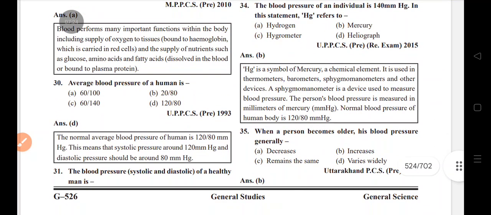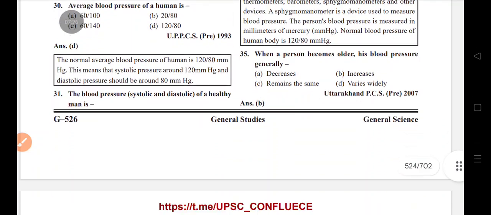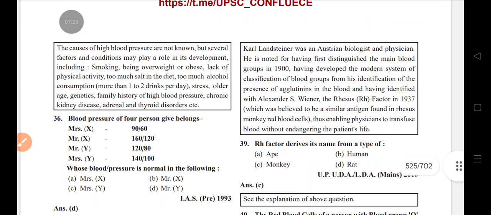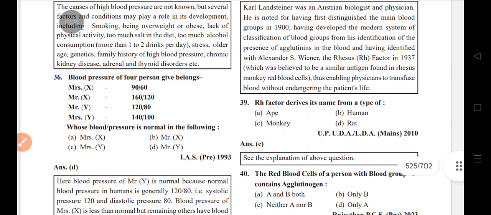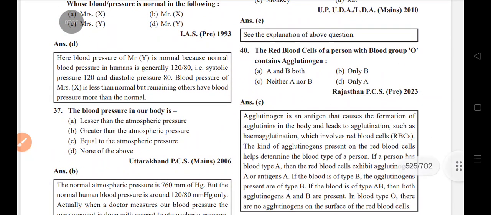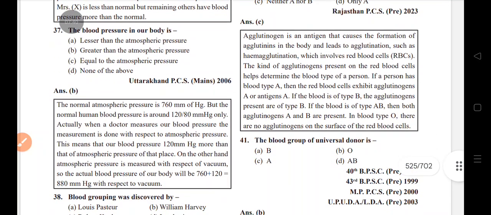When a person becomes older, his blood pressure generally increases. Given the pressures, whose blood pressure is normal? Mr. Y. Blood pressure in our body is equal to or greater than atmospheric pressure.